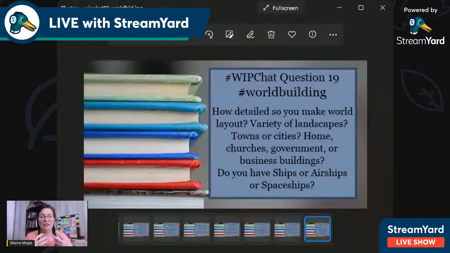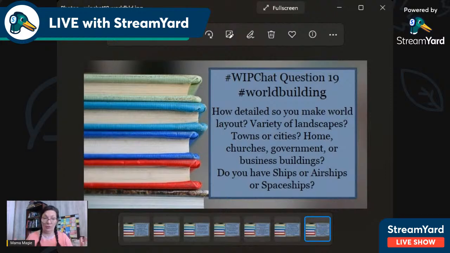So having these layouts of your world, not just your world, but houses, churches, buildings. Do government buildings look one way? Do business buildings look another way? How do the churches look? How do the homes look? How do the towns in the rural areas vary from the cityscapes? How do the spaceships look? How do different ships look?